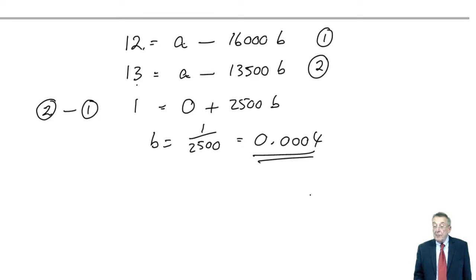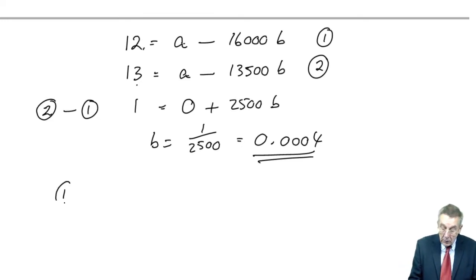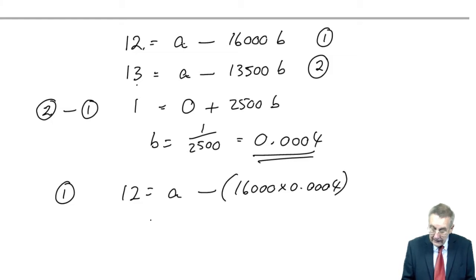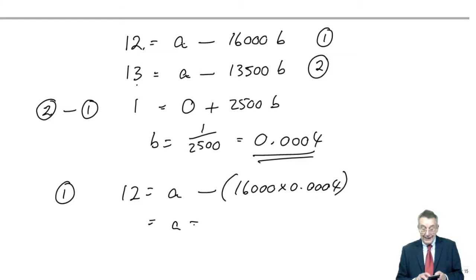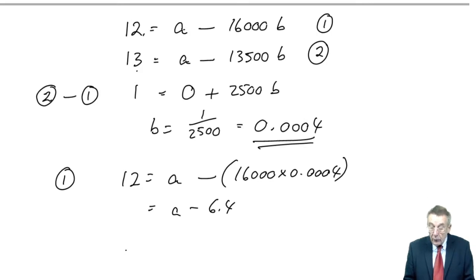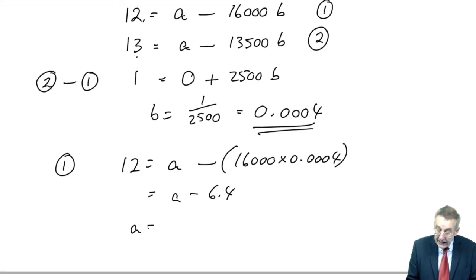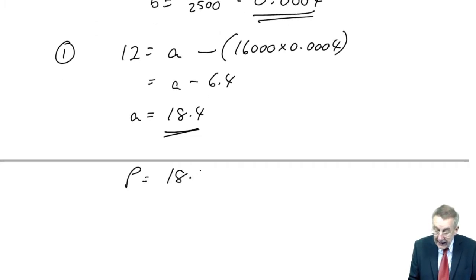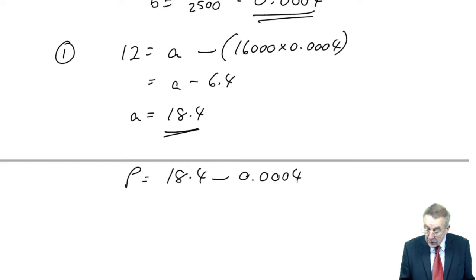And having got a value for B, you could now go back to the first equation and get a value for A, because 12 equals A minus 16,000 times 0.0004, A minus 6.4, and therefore, adding 6.4 to both sides, A is 12 plus 6.4, which is 18.4. And so my price demand equation, P is 18.4 minus 0.0004 Q.